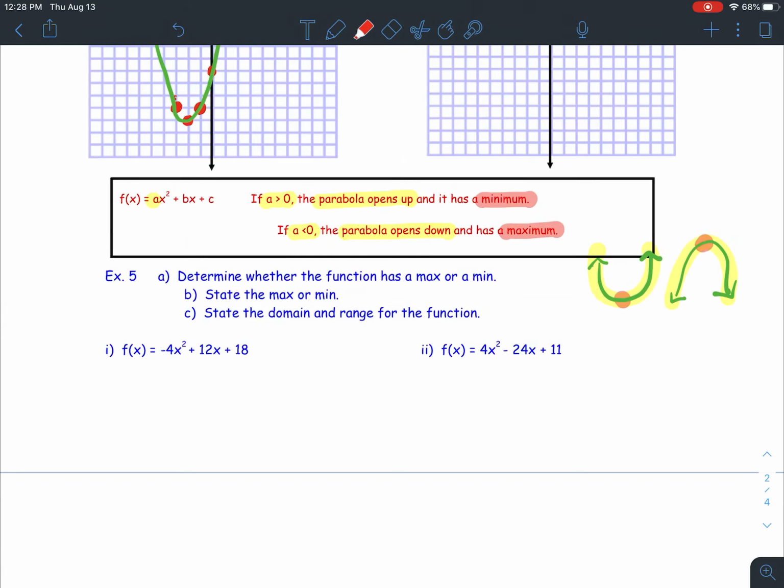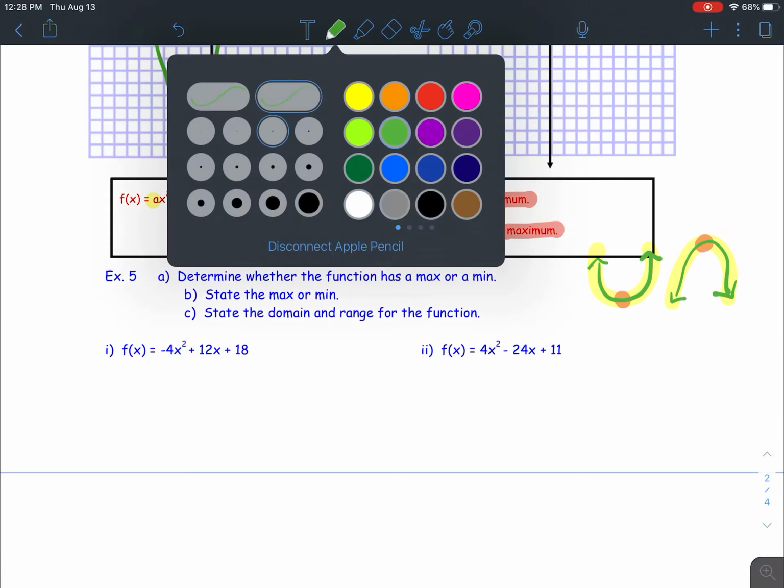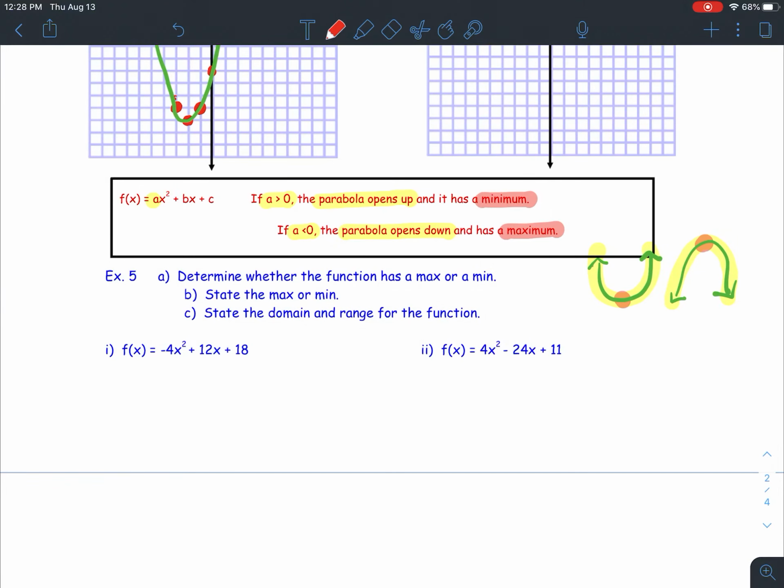As opposed to, if your a value is negative, that means your parabola is opening down, which then means that your vertex is now classified as a maximum. And you can kind of answer these questions not by looking at the graph, but just by looking at the equation. Okay, so let's look at example 1 here underneath number 5.